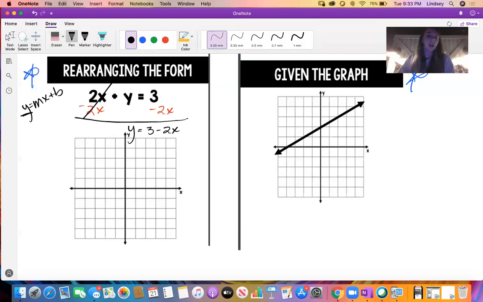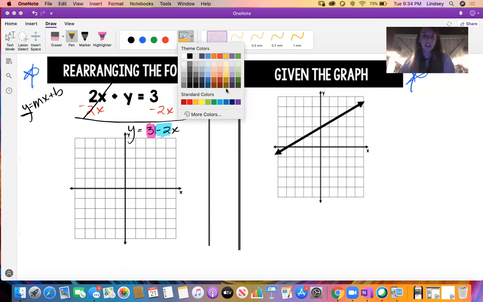Okay? So we know that the number paired with my x is going to be my slope. Now you need to make sure that you also include that negative sign in there as well, which is a subtraction sign, but that makes that a negative 2 slope, meaning your slope is going to be decreasing. All right, and then we can see that it has a y-intercept at positive 3.